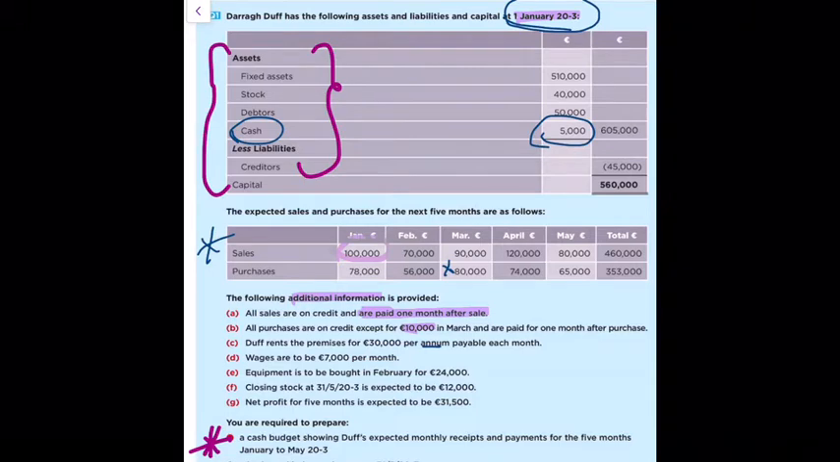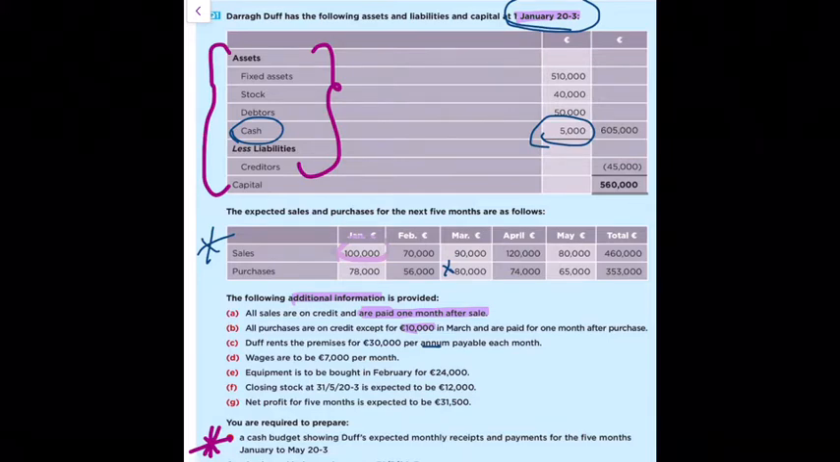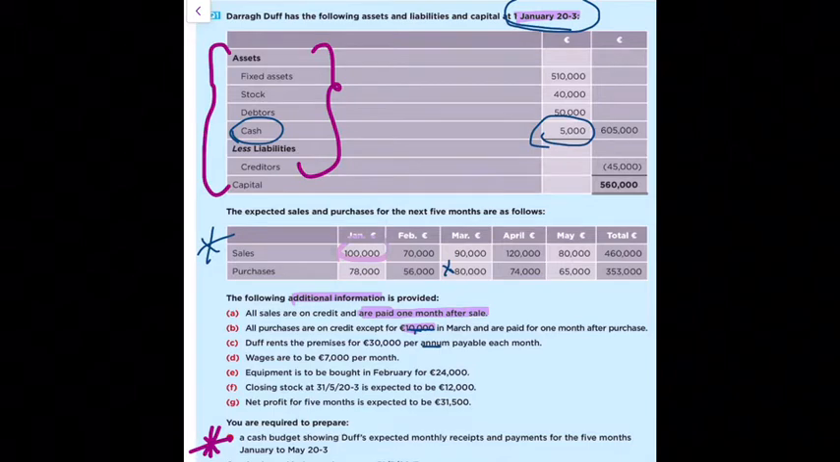Equipment is to be bought in February for €24,000, so that's money going out in February, and we need to be careful of that when we're doing our balance sheet because equipment, as you know, is a fixed asset. Closing stock at the end of the year is expected to be €12,000. We're told that for the balance sheet, and net profit for 5 months is expected to be €31,500. Also told that for the balance sheet. So what we need to be careful of here is the €10,000 of cash purchases, and also that all sales are on credit.